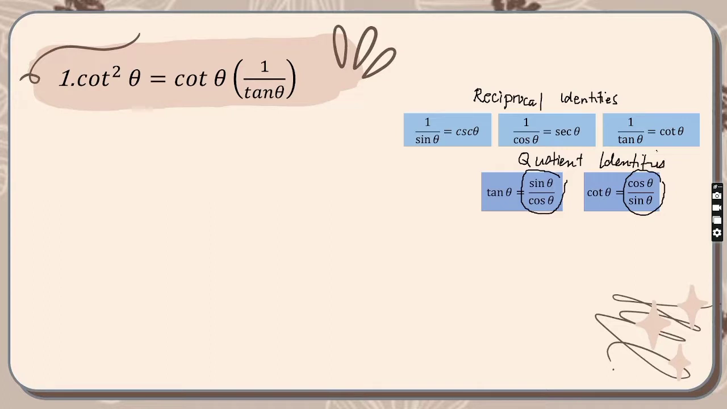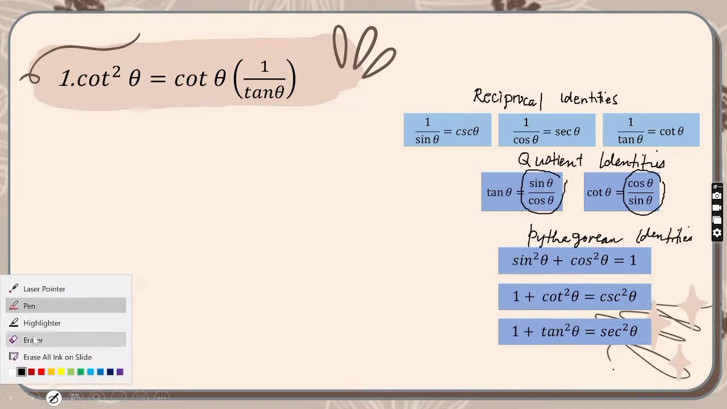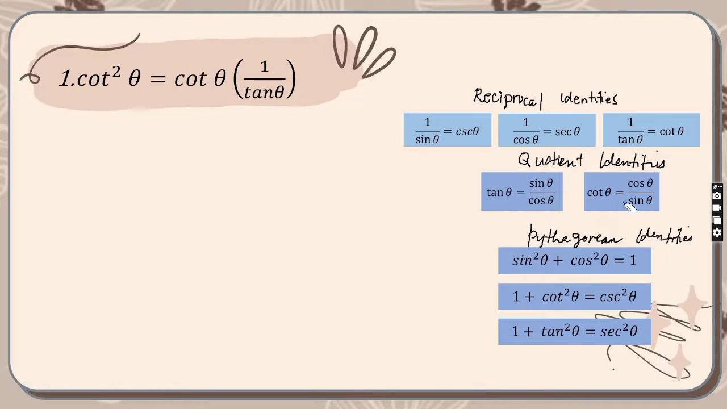And then lastly, we also have the Pythagorean identities. And this is Pythagorean identities. So we will be using one of these identities for us to be able to prove this trigonometric identity.